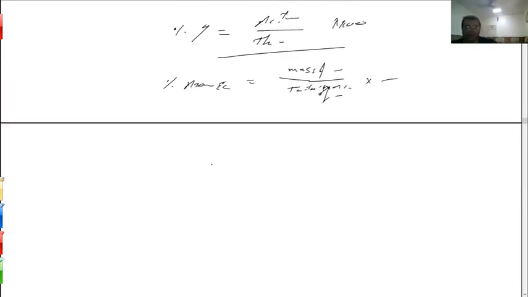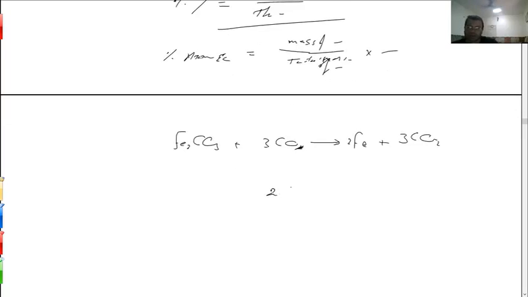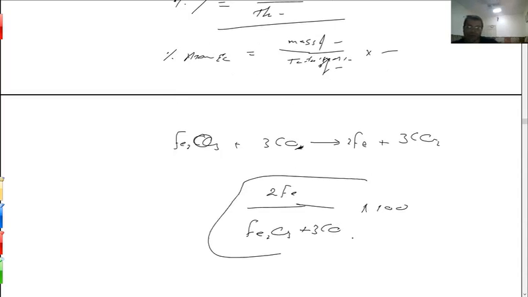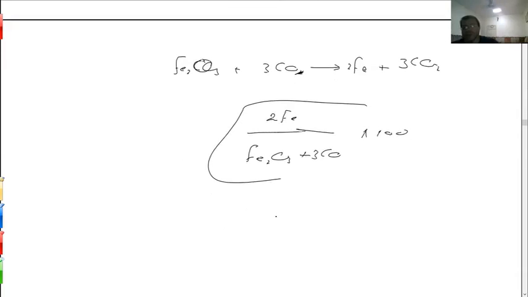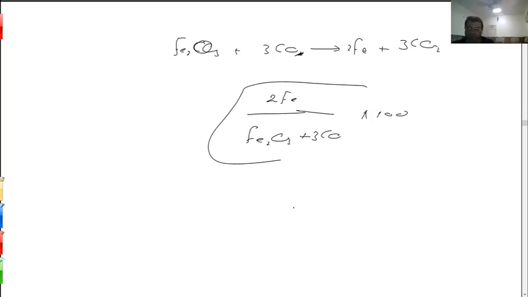For example, I'm going to give you an example here. I have iron oxide, Fe2O3, reacting with 3 moles of carbon monoxide, producing 2 iron plus 3 moles of carbon dioxide. Can you find the percentage atom economy here? Of course, it will be the mass of the iron, 2 Fe, divided by Fe2O3 plus 3 carbon monoxide, times 100. This gives you the percentage.